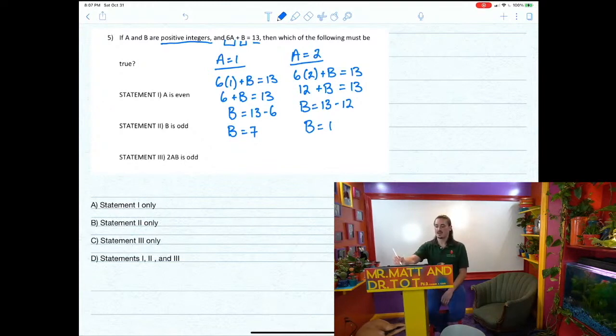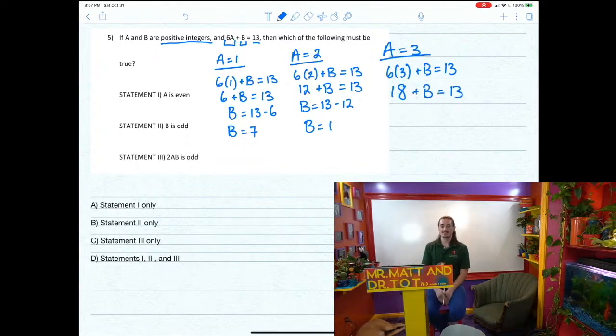Notice that we cannot use 3 for A, because 6 times 3, which is 18, plus another positive number, because B has to be a positive integer, they say. We can't add a positive integer to 18 and get 13. You would need a negative integer to do that. So notice that is the restriction on our domain here. We can't use any other value greater than 2 for A. So we have these combinations here, and we could solve using this alone.